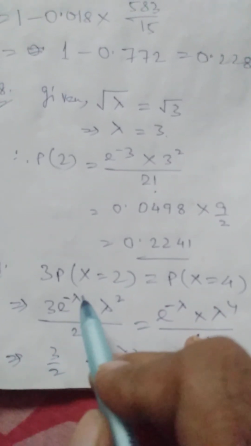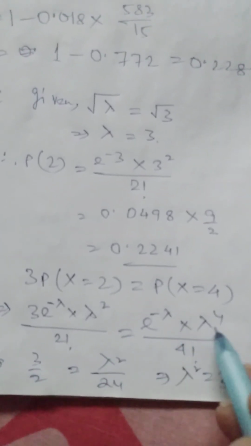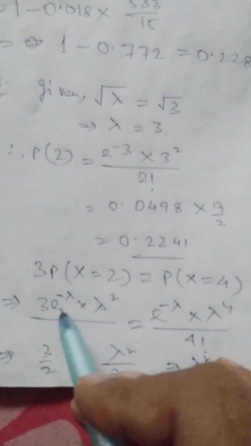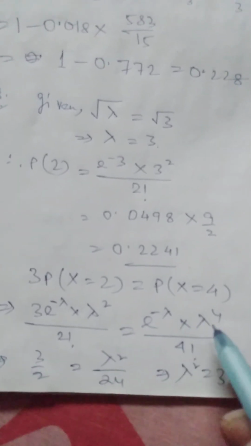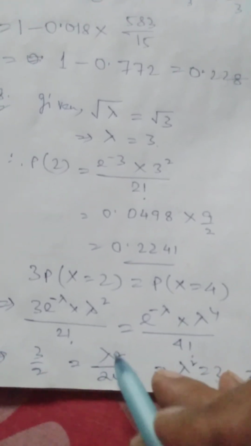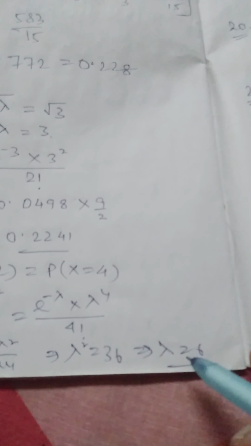Question number 19. For a Poisson distribution, 3 into P of x equals 2 is equal to P of x equals 4. Find P of x equals 3, taking e to the power minus 6 equals 0.00248. So 3 into e to the power minus lambda into lambda square by 2 factorial equals e to the power minus lambda into lambda to the power 4 by 4 factorial. The e to the power minus lambda cancels from both sides and lambda square is taken out from both sides. So 3 by 2 equals lambda square by 4, which will make lambda square equals 36. Further we can write lambda equals 6.